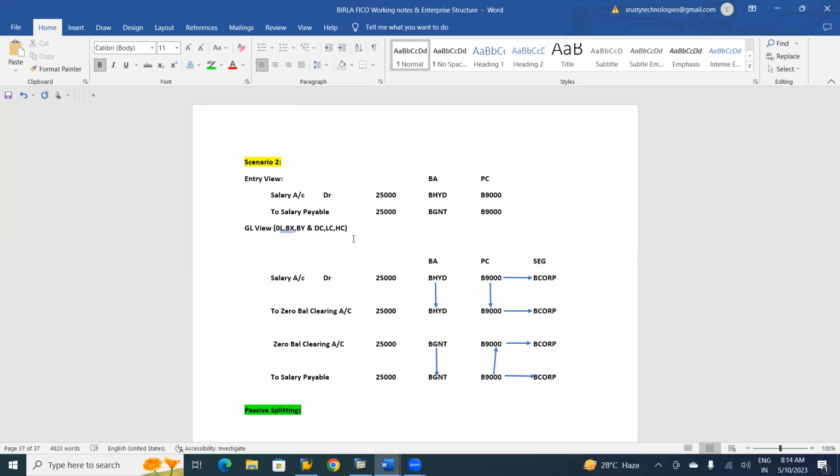Active splitting, zero balance splitting, passive splitting. Active splitting: whatever we enter, from that only it will get split, right? Zero balance splitting: whenever there is a difference in debit and credit balances at business area level, profit center level, and segment level, then automatically zero balance splitting will be triggered. And what do you mean by passive splitting? The splitting will take place according to the dependency document or reference document. For example, I'll show you one more scenario. Scenario 1.